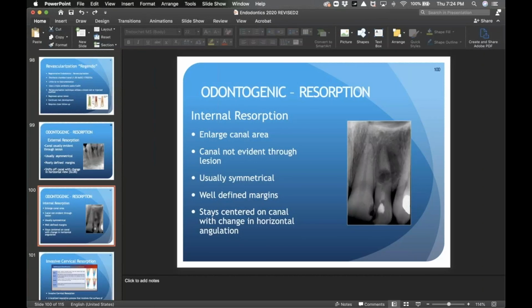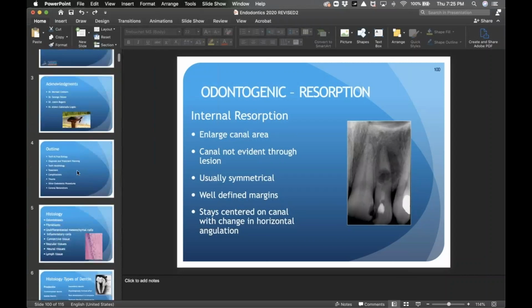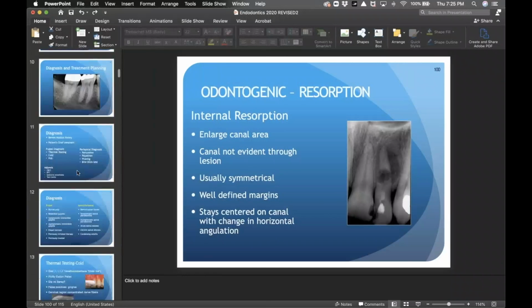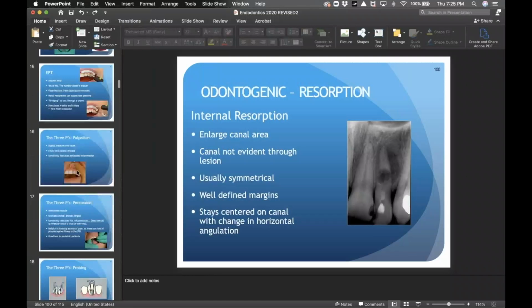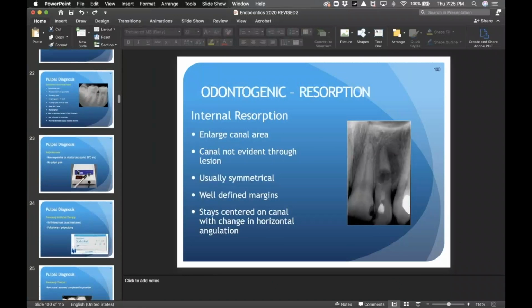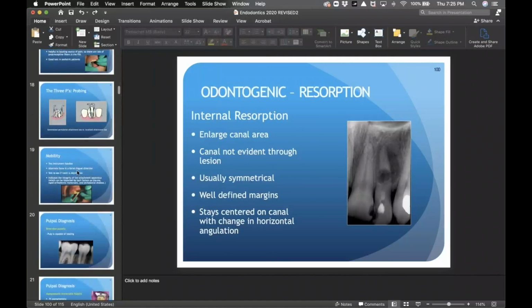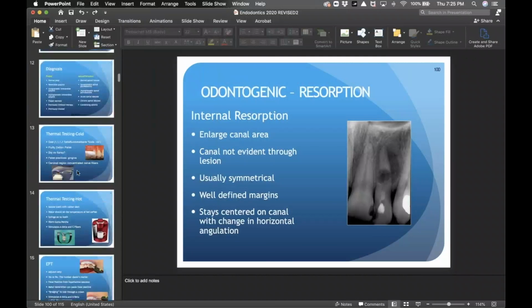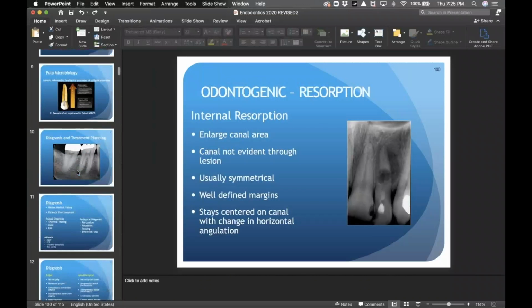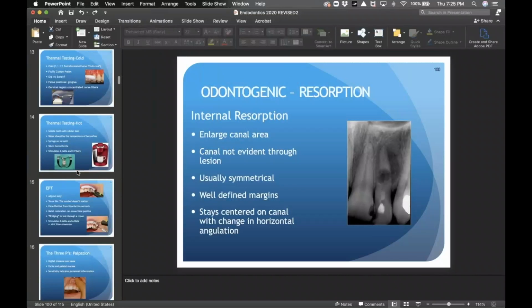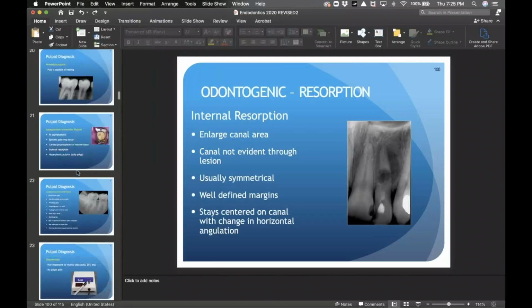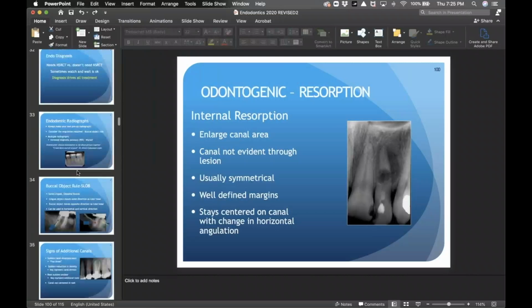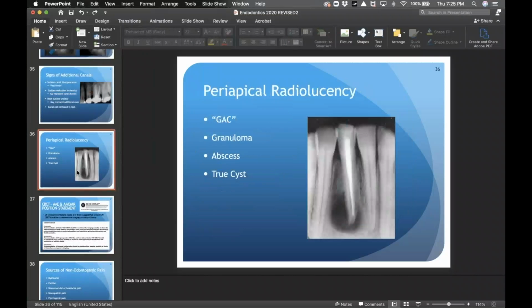Can you go over GAC? Was that a granuloma? What kind of periapical radiolucency? So GAC is the three kinds, and let me find that for you. Your most common is going to be a granuloma. So you have granulation tissue, and the body's trying to wall off the infection. I'm trying to find this and pull this back up. Your abscess is your A, and then your C is a true cyst. So granuloma, abscess, and then cyst. Let me try to find that slide here. Okay. So again, granuloma, abscess, or true cyst.